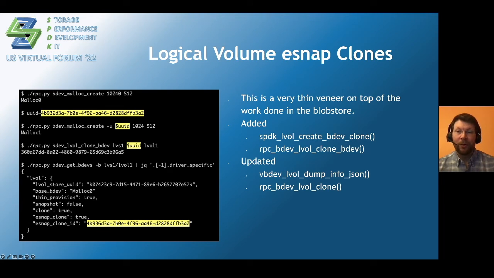Almost everything I've talked about up until now happens in the blobstore. The lvstore gets new methods for creating esnap clones and viewing information about them. In particular, spdk_lvol_clone_bdev can be used to create an esnap clone of a bdev. This can be called directly or via the bdev_lvol_clone_bdev RPC call. Configuration and state information that is related to external snapshots can be seen in the driver specific section of the objects returned from bdev_get_bdevs.